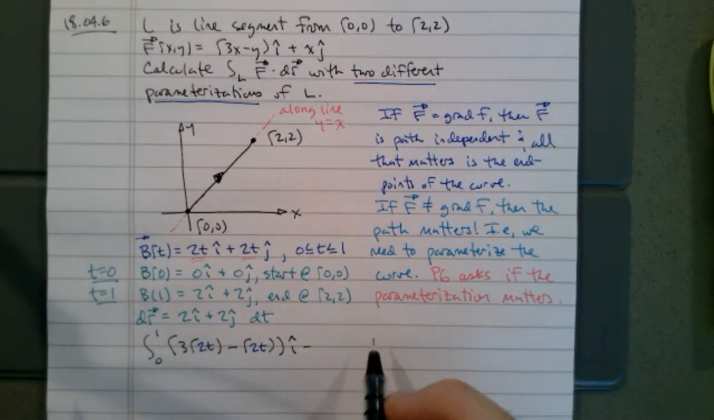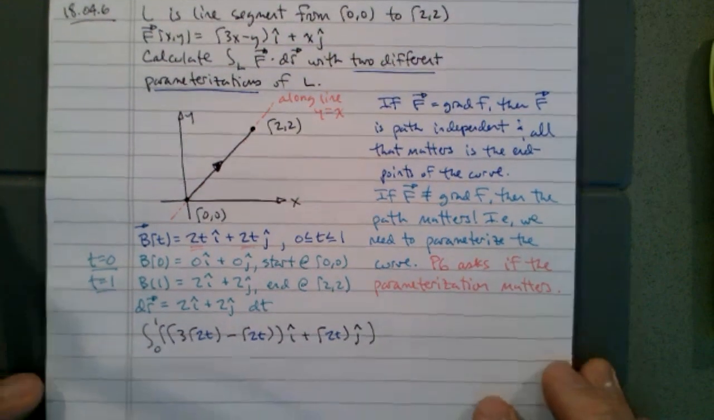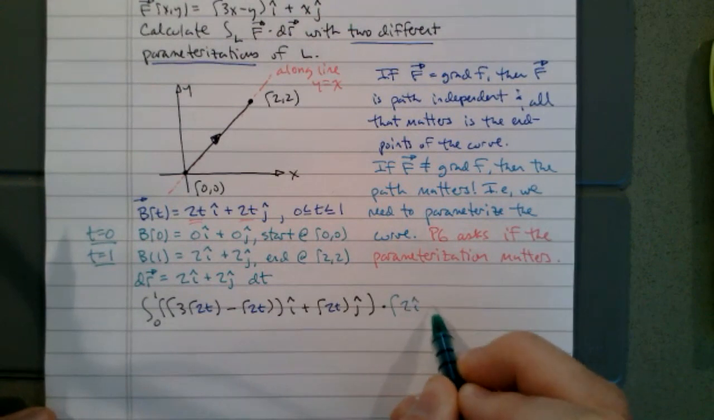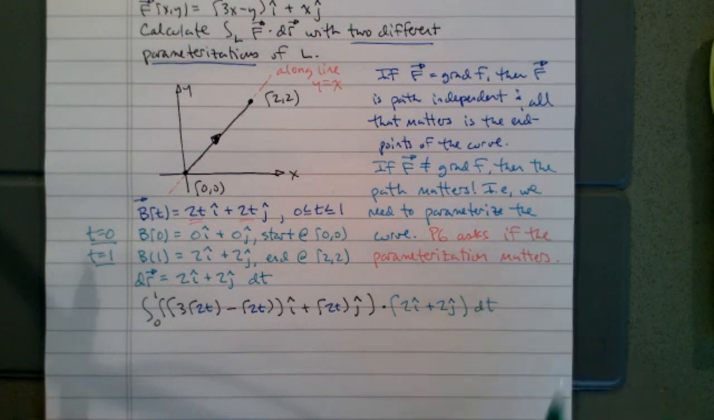Parentheses, okay. Plus x, which is 2t, times j. This is my vector field evaluated at 1, 2. This is the vector field evaluated at the parameterization, and I find the dot product of this F at r of t in this case dot 2i plus 2j dt. So this is the integral that we're calculating.